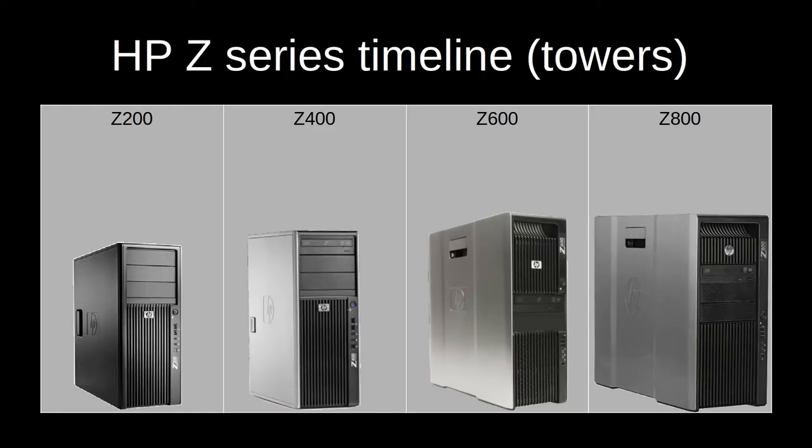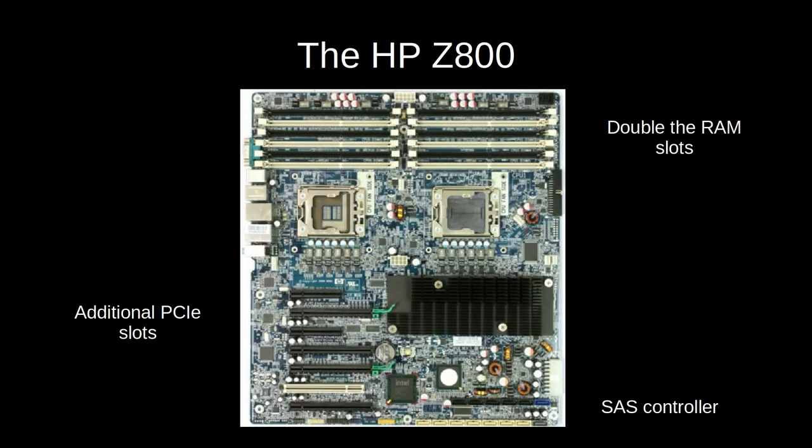So why not a Z200, 400 or 800? Well, the 800 is a physically bigger case. It comes with additional RAM slots, so rather than just having 6 RAM slots, one for each channel. So each CPU has 3 channels, 2 CPUs, 6 channels. In the 800, you have 2 slots per channel, but if you want to use the second slot, your memory transfer speed actually drops. This is quite common of this class of workstation or server.